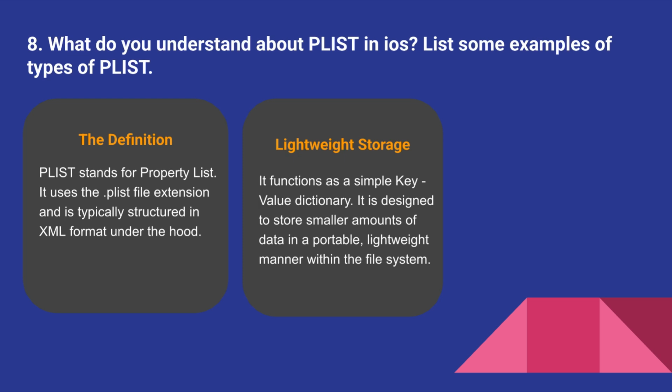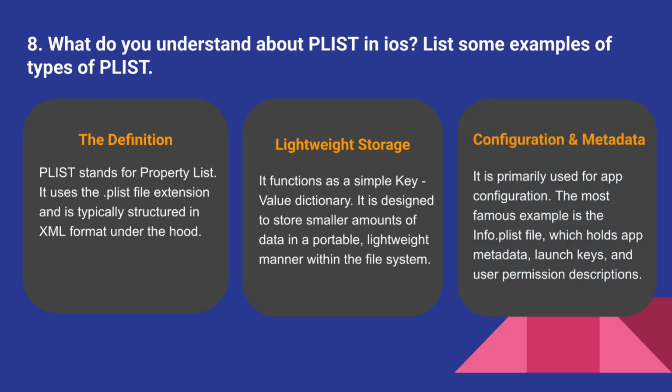It is intentionally designed to hold smaller amounts of data in a portable, lightweight manner directly inside the app bundle's file system, meaning you don't need to spin up a heavy database for simple settings. The most recognizable example every iOS developer interacts with is the Info.plist file. This vital file tells the operating system how to run the app, managing everything from your app's display name and bundle identifier to sensitive user privacy permission strings, like camera or location access keys.